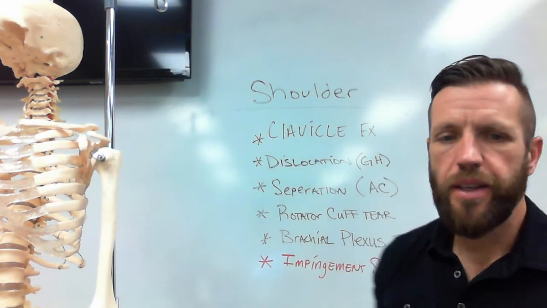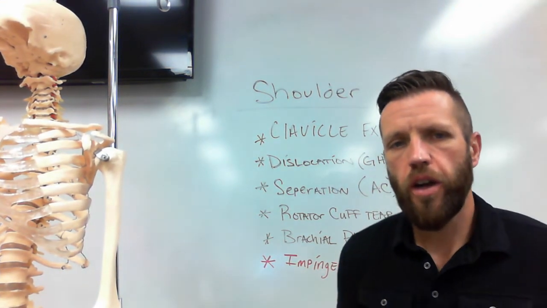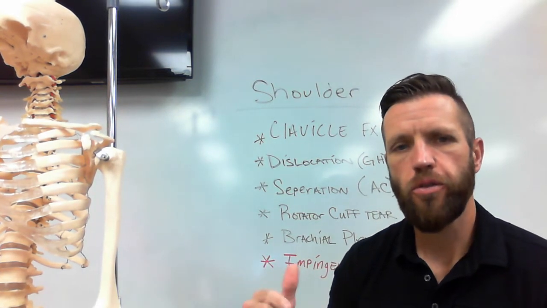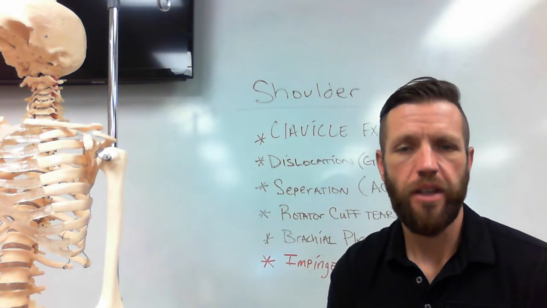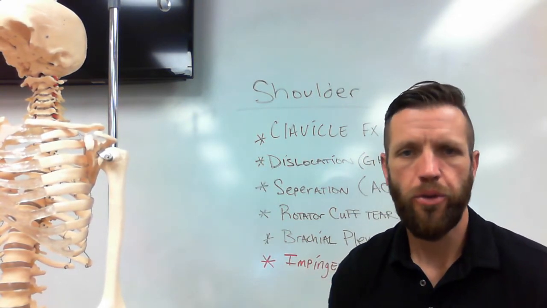Last thing on my list is impingement syndrome, and it's marked in red because this is one of our chronic injuries that we see in the shoulder. Impingement syndrome is unique because we see this most commonly with overhead throwing athletes. It's an overuse injury. They've thrown a lot or they're doing something over their head.